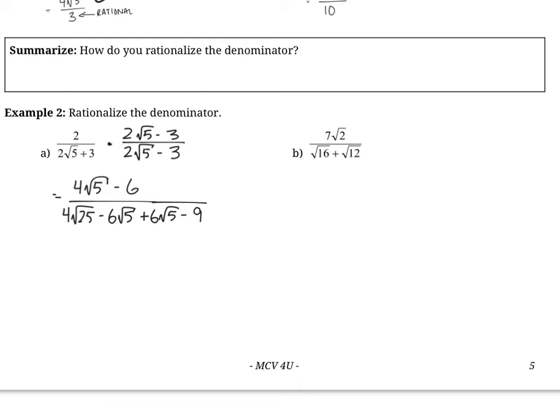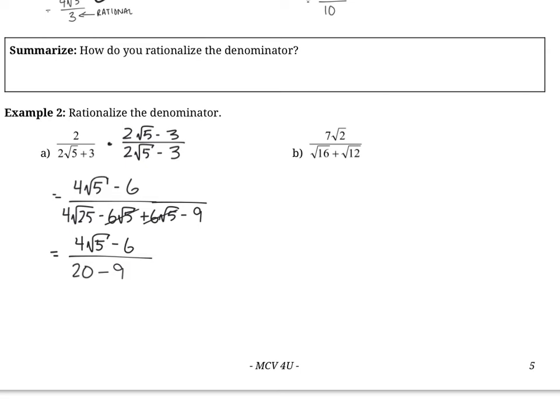Now we can simplify a little bit more. Can't simplify the numerator anymore, so that's still 4 root 5 minus 6. But the denominator, look what happened. First of all, we have the 4 root 25. Root 25 is just 5, so 4 times 5 is 20. But look what happens to those two next terms. Negative 6 root 5 plus 6 root 5. See how those are opposite signs? That means they're going to sum to 0. And then we have a minus 9 at the end.